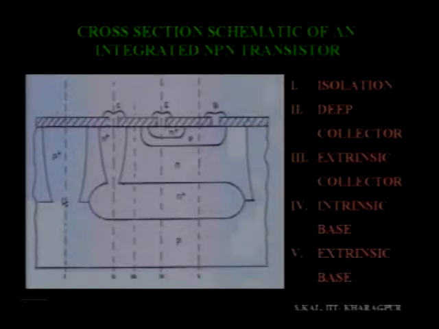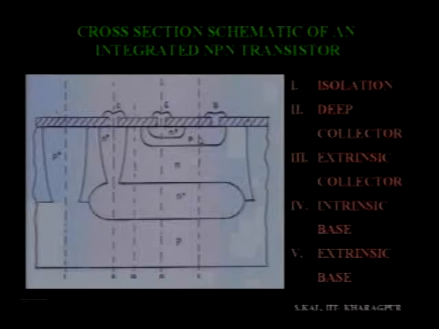This is isolation, this is the deep collector, this region 3 is the extrinsic collector, and intrinsic base, this region 4, and region 5 is the extrinsic base. The extrinsic base is required for taking the contact from the base region.